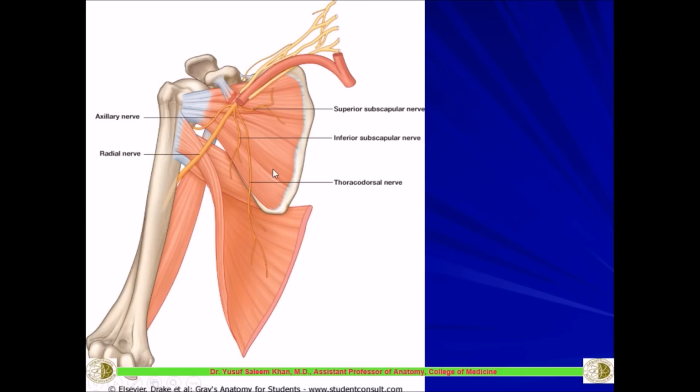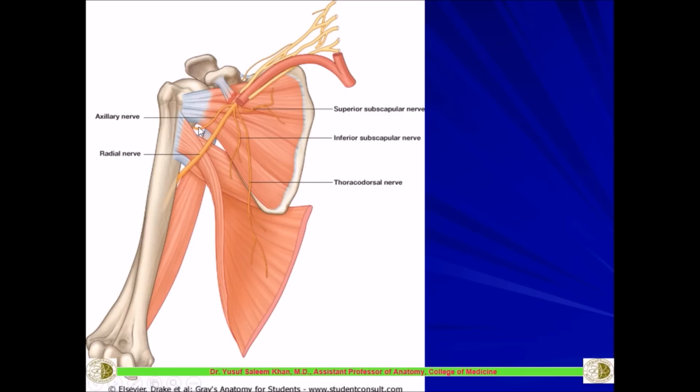Here you can see a picture to show the upper and lower subscapular nerves. Here this is the upper subscapular nerve and this is the lower subscapular nerve. This is the subscapularis muscle which is supplied by two nerves, upper subscapular as well as the inferior or lower subscapular nerve. Here you can see the thoracodorsal nerve which is supplying the latissimus dorsi.